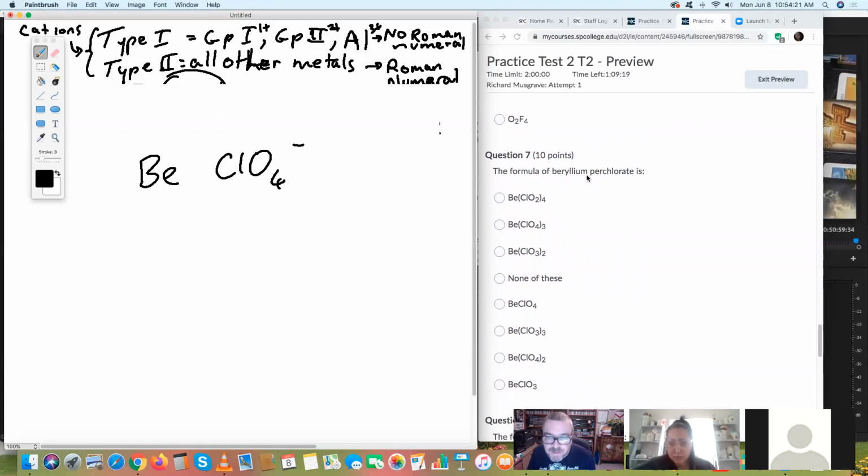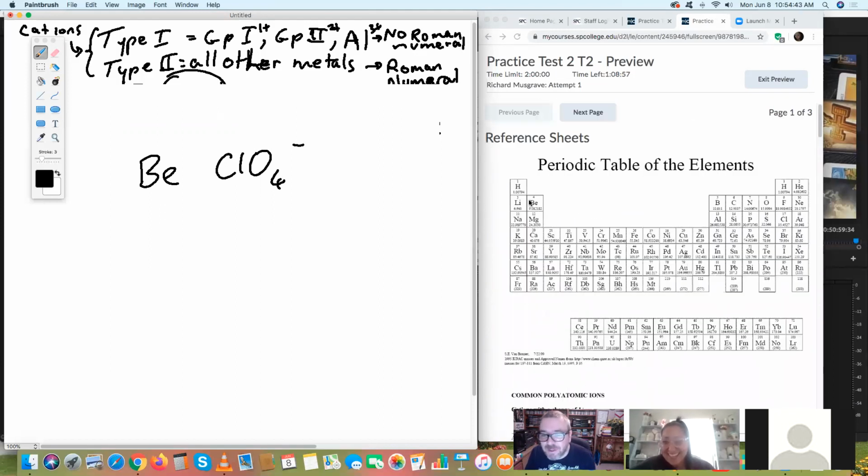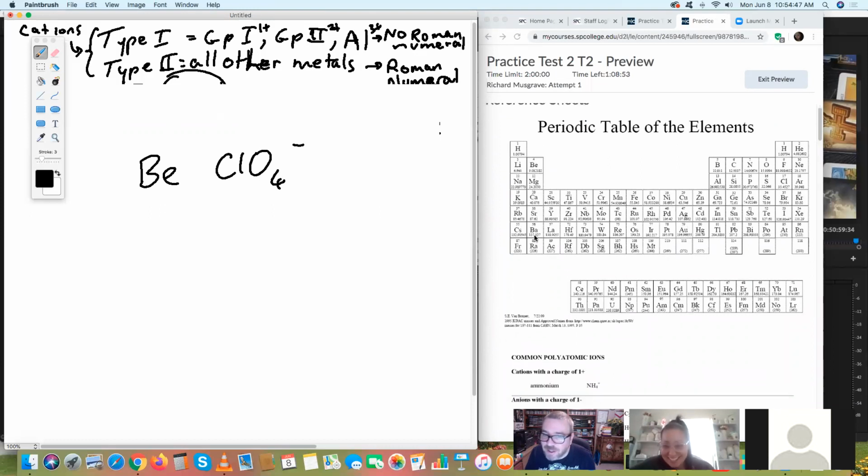Musgrave has made a mistake or we don't need the charge for some reason. And why don't we need the charge, Ashley? Tell me why we don't need the charge on Be. Because this is a metal, type 1 or type 2 or aluminum. Remember what I said, if ever I see Be walking down the street, I always know he's 2+. Then you're very smart because you were born.